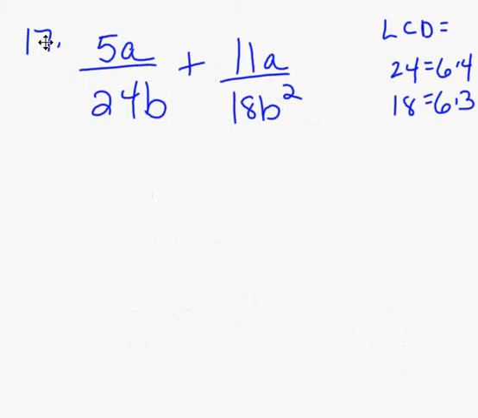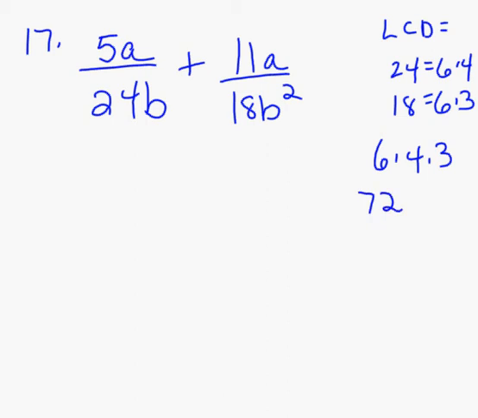Okay, problem 17, as you can see, does not already have a common denominator, so we have to find one. I'm looking at just the numerical part of my denominator. 24 factors to 6 times 4. Now that's not prime factored, of course. 18 factors to 6 times 3. Since they both have a 6 in it and I'm looking for my least common denominator, I know I'm going to use 6, and then 4 and 3 don't have anything in common, so I also multiply those. 6 times 4 is 24 times 3 is 72.